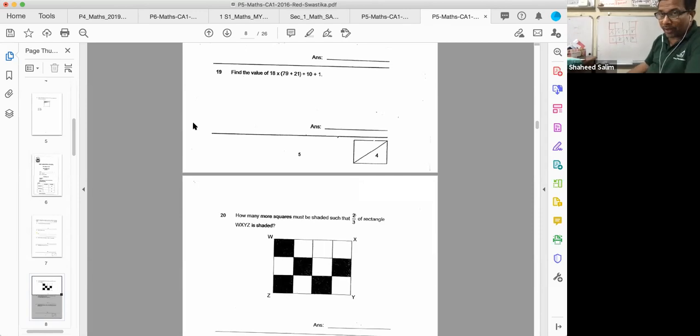How many more squares do you need to shade? Don't say the answer, okay? You just send your answer.